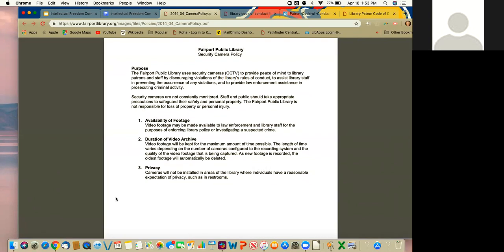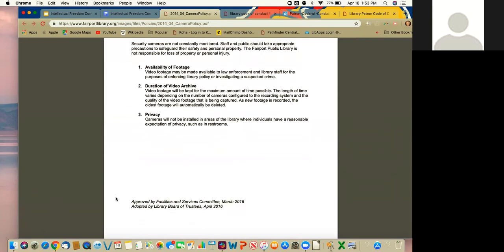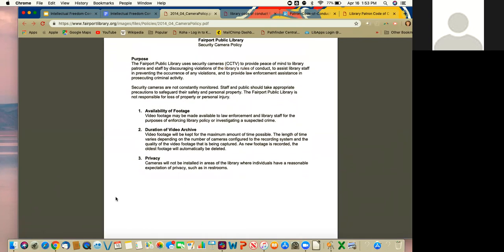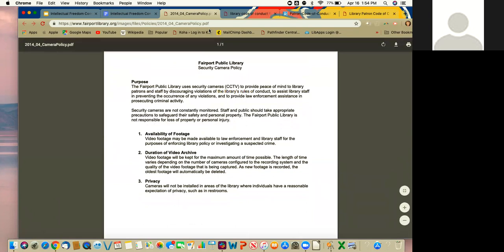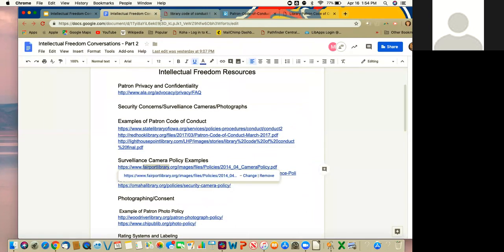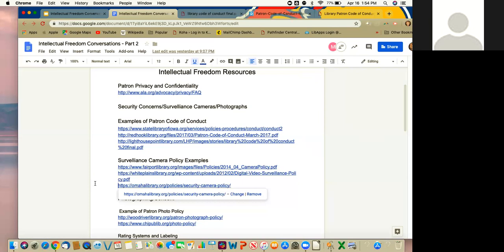And this one just says, in preventing the occurrence of any violations. Right, it's pretty vague. So I don't know. It's been recently approved and reviewed, but that's what it's got going for it. Now this one says they're not constantly monitored and they should take appropriate precautions to safeguard their safety and personal property. So anyway, it wasn't one of my favorites, so we wanted to point that out. But it does refer directly to the code of conduct.